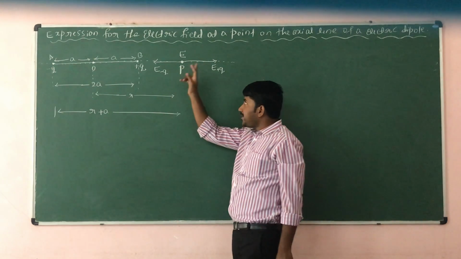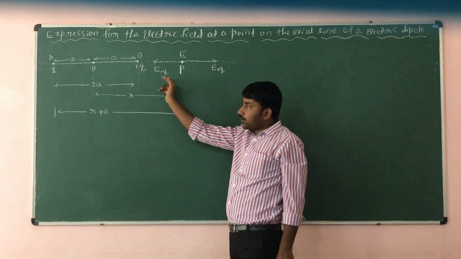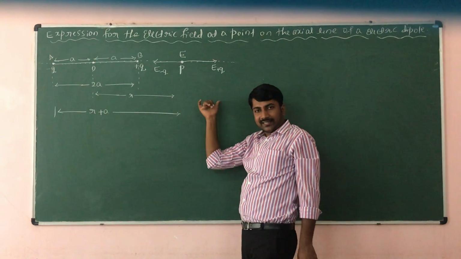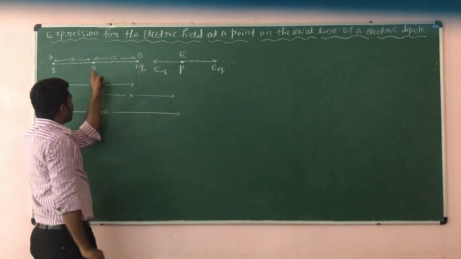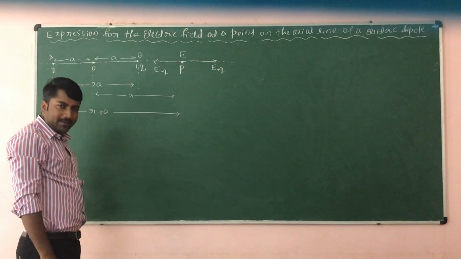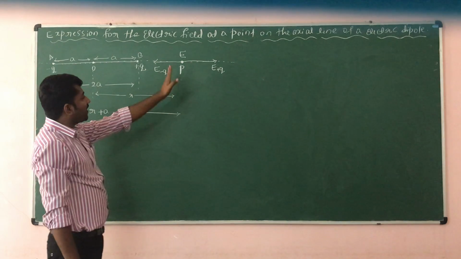P is the point at which electric field is to be calculated on the axis of this electric dipole. Here, A and B are the two reference points and O is the midpoint of the electric dipole. There you are going to find the electric field.